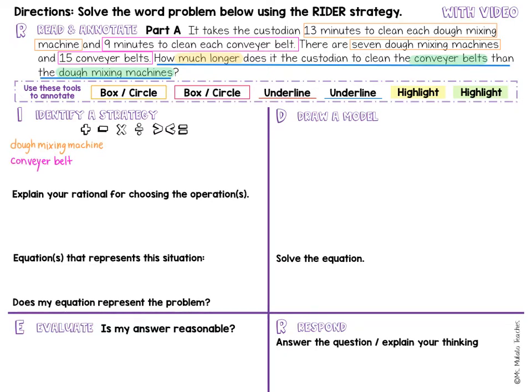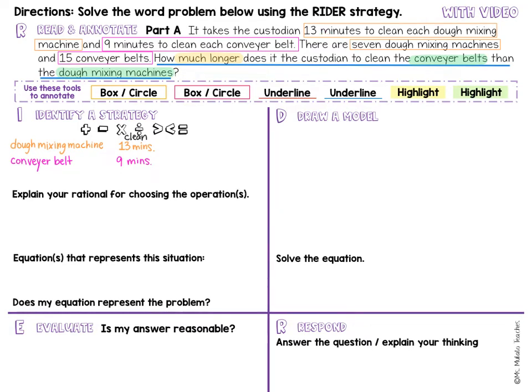Remember, if at any time during this video I'm going too quickly, you can press pause to catch up. You can also rewind to hear anything again. So in our problem, what do we know about the dough mixing machine? Well, we know it takes 13 minutes to clean, while the conveyor belt takes 9 minutes to clean. And MINS with a period is the correct way to abbreviate minutes if you do not want to write out the whole word.